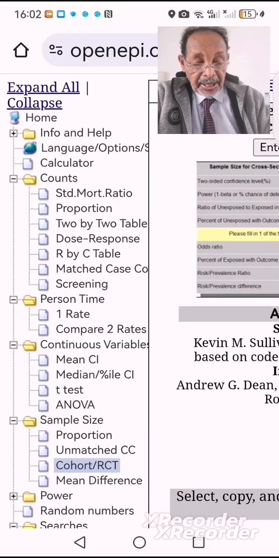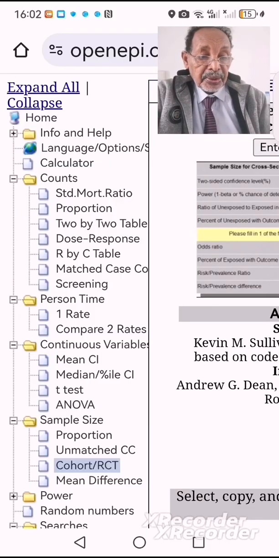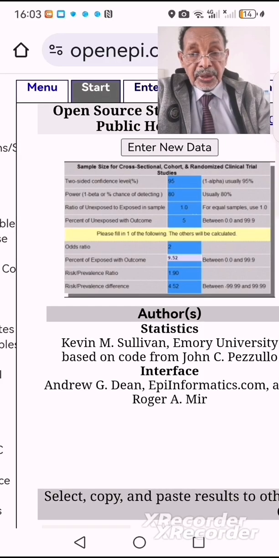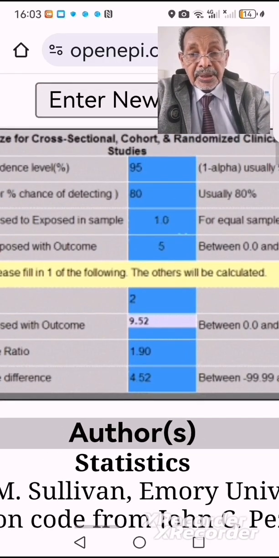Now, if we have, for example, a study about negative pressure wound therapy versus standard moist wound dressing, randomized control trial, or cohort study, or case control, or cross-sectional study, then we can see this is the calculator here, just to make it a little bit bigger.